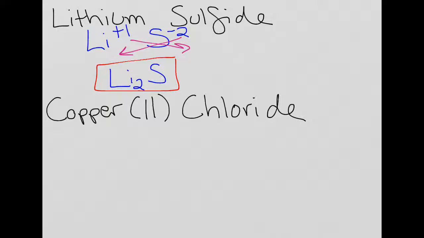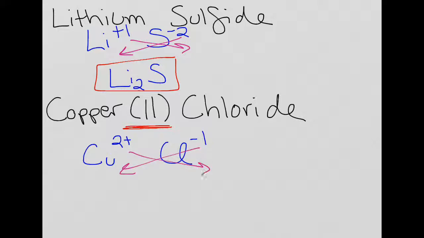Copper 2 chloride. So now with these, the ones with Roman numerals, the Roman numeral is the positive charge. Okay? So copper is Cu, and if it has the Roman numeral 2, it is a +2 charge. Chlorine, as we know, has a -1 charge. Crisscross those. You end up getting CuCl2, and the 2 from the copper went to the chlorine over there.